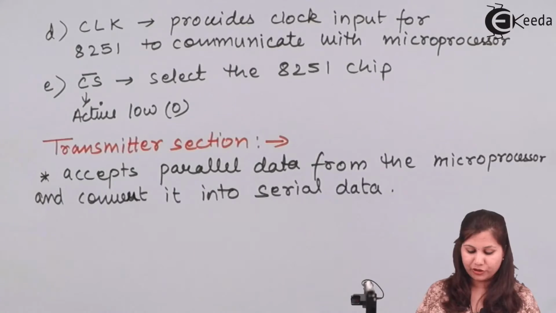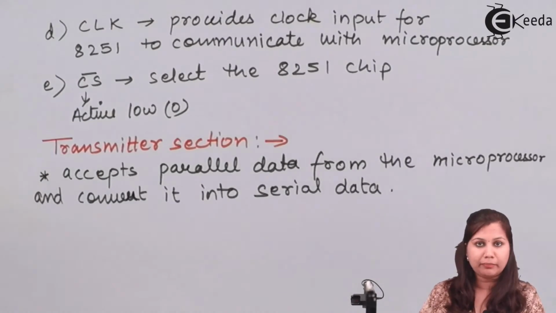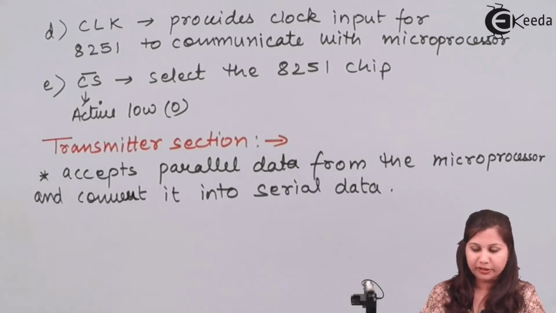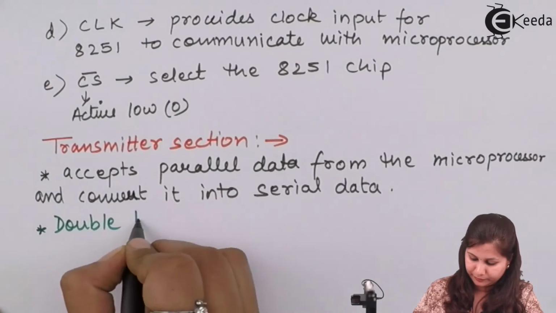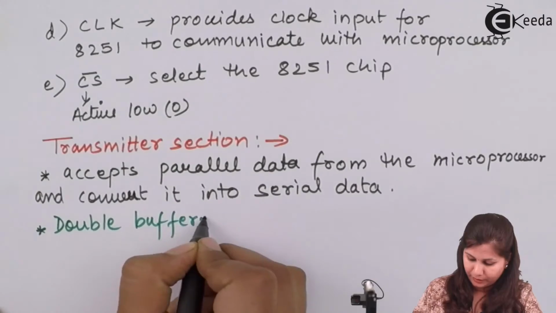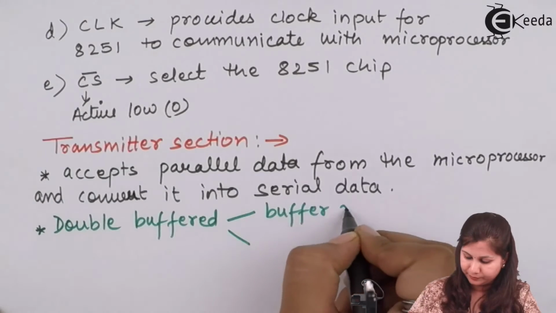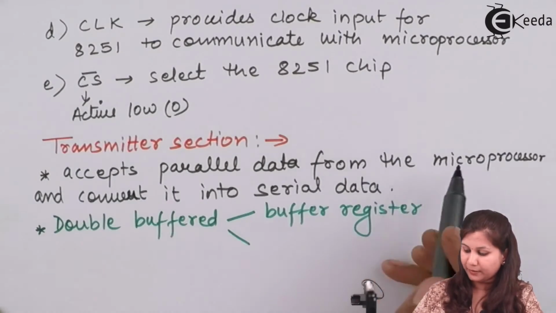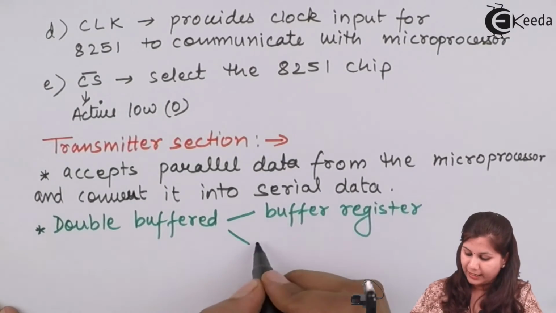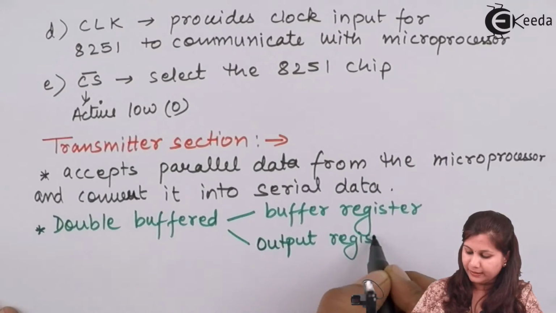Now this transmitter section consists of two buffers. It is double buffered. So it has one buffer register and a second output register. One is the buffer register, which stores the parallel data from the microprocessor, and the other is the output register, which converts that parallel data into serial data.